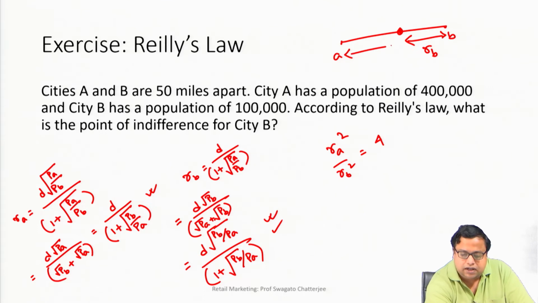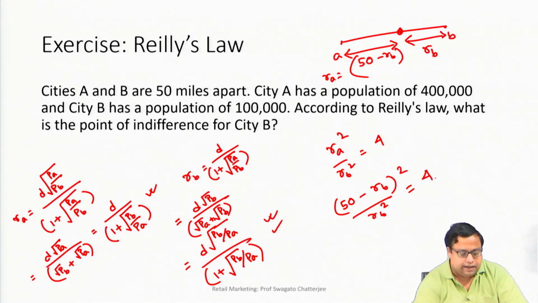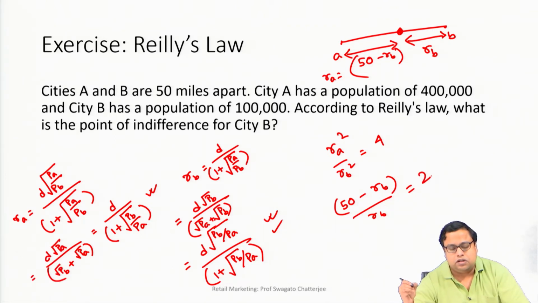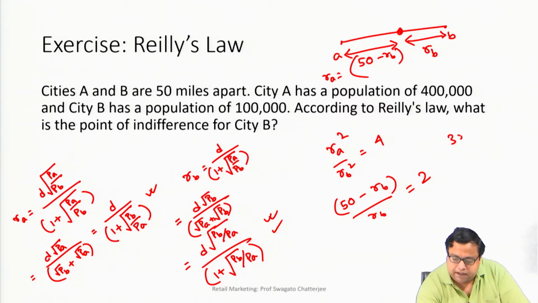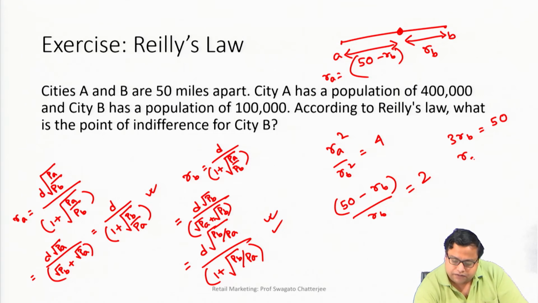So what is this one? This is 50 minus RB, which is RA. So you are saying 50 minus RB whole square by RB square is equal to 4. Now if we take the square root, the squares go away and this becomes 2. So then basically 50 minus RB equals 2RB. Just check the calculation. So 2RB plus RB comes on the right side. So 3RB becomes 50. So RB is equal to 50 by 3.